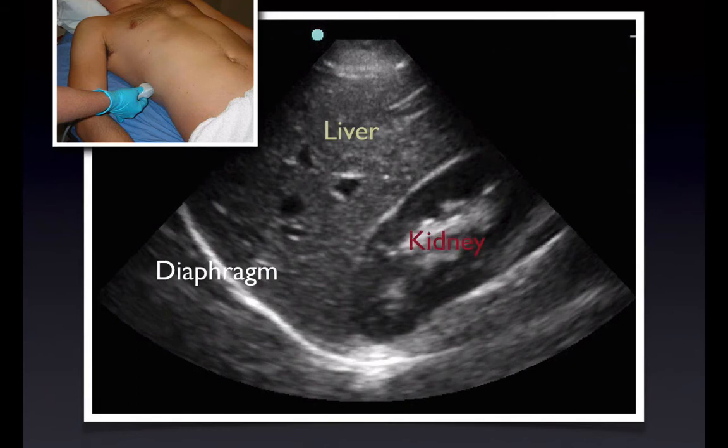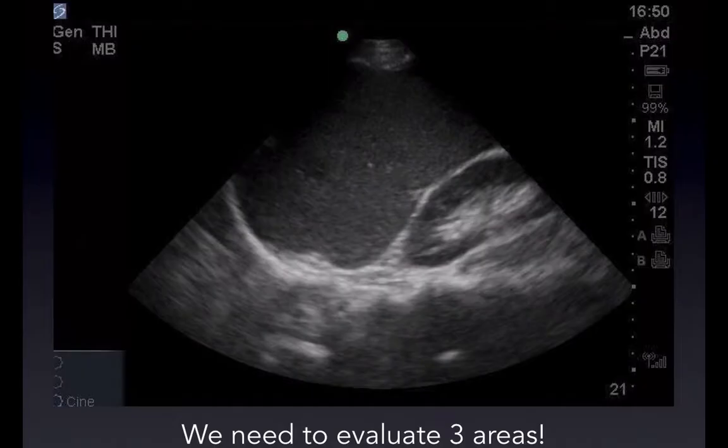Then we move on to the right upper quadrant to look at the hepatorenal space. You see the kidney, the liver, then you see the diaphragm as that bright hyperechoic structure. And then you're looking at this space, the hepatorenal space, which is the anatomical space that's more posterior. So that's where the blood is basically going to pool. It's a more dependent anatomical space there.